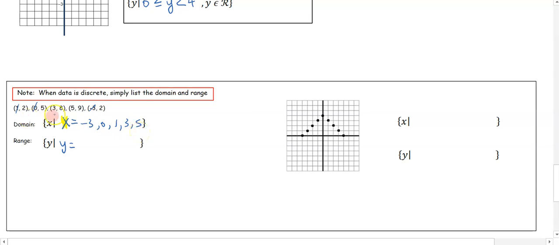Then for the y's, you start with the smallest. Oh, I have 2. I have it twice, but I only write it once. Then I have 5. Then I have 8. Then I have 9. So those are all of the possible outputs, and those are all the possible inputs.